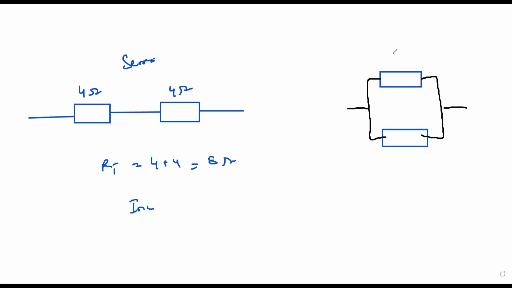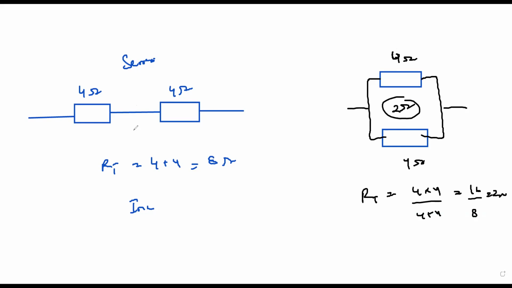So if this one is 4 ohms, this one is also 4 ohms. What is the combined resistance? It is product divided by sum. So it is 4 times 4 divided by 4 plus 4. So 16 divided by 8, that's equal to 2 ohm. So the total of these two in parallel is 2, and the total of these two in series is 8. So when connected in parallel, the combined resistance decreases. That's why the combined was 1.5, but the individual was 3.